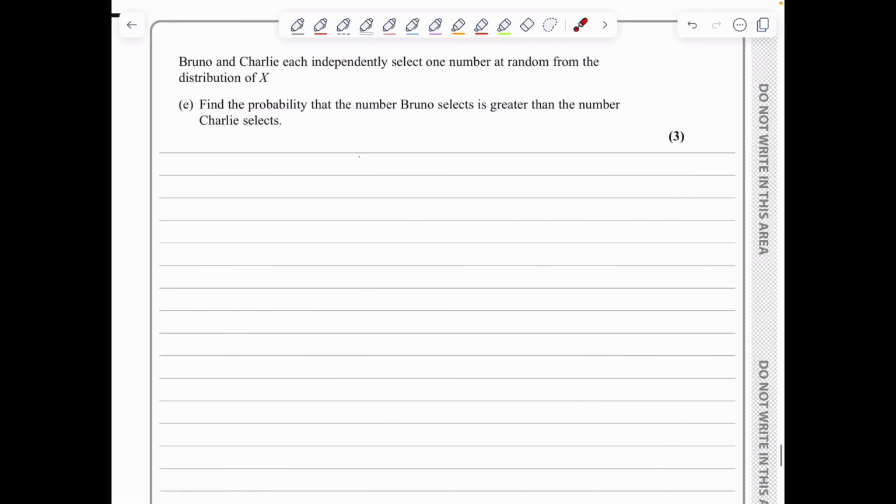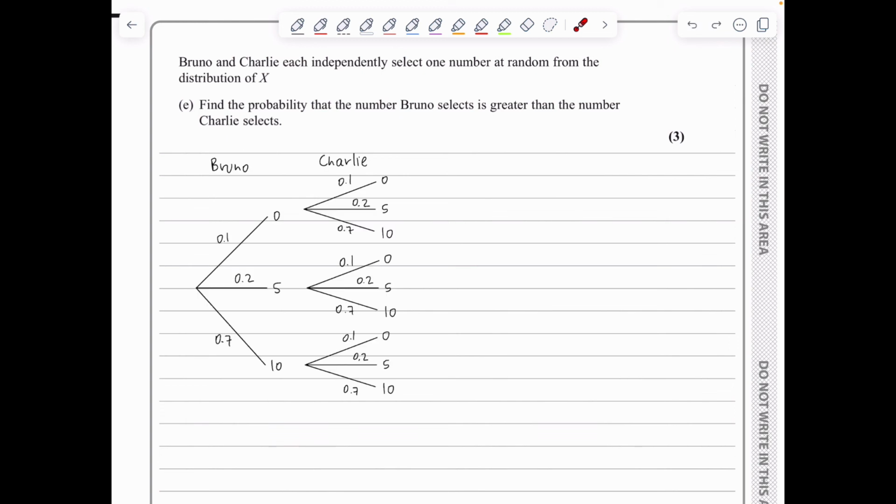We now have that Bruno and Charlie each independently select a number at random from the distribution of x, and we need to find the probability that the number that Bruno selected is greater than the number that Charlie selected. So to approach this question, I will draw a tree diagram showing all possibilities. So this is what Bruno could have selected and what Charlie could have selected. So we want the number that Bruno selected to be greater than the number that Charlie selected. This means that we've got the 5-0 scenario, the 10-0, and the 10-5 scenario.